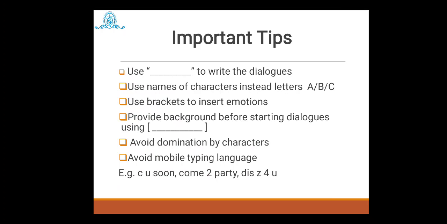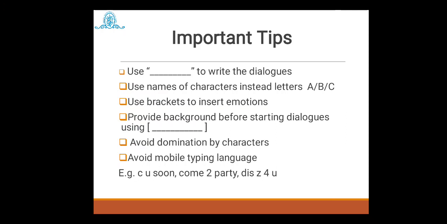If any dialogue belongs to a person, then you have to use inverted commas. Many of the times we are not following this and directly after putting a colon we write sentences. So when you are writing a sentence, put inverted commas, either single or double. Use names of characters instead of letters A, B, C. Many of the times, students use different reference materials where, instead of names, just initials such as A or B have been used because the names are not given.